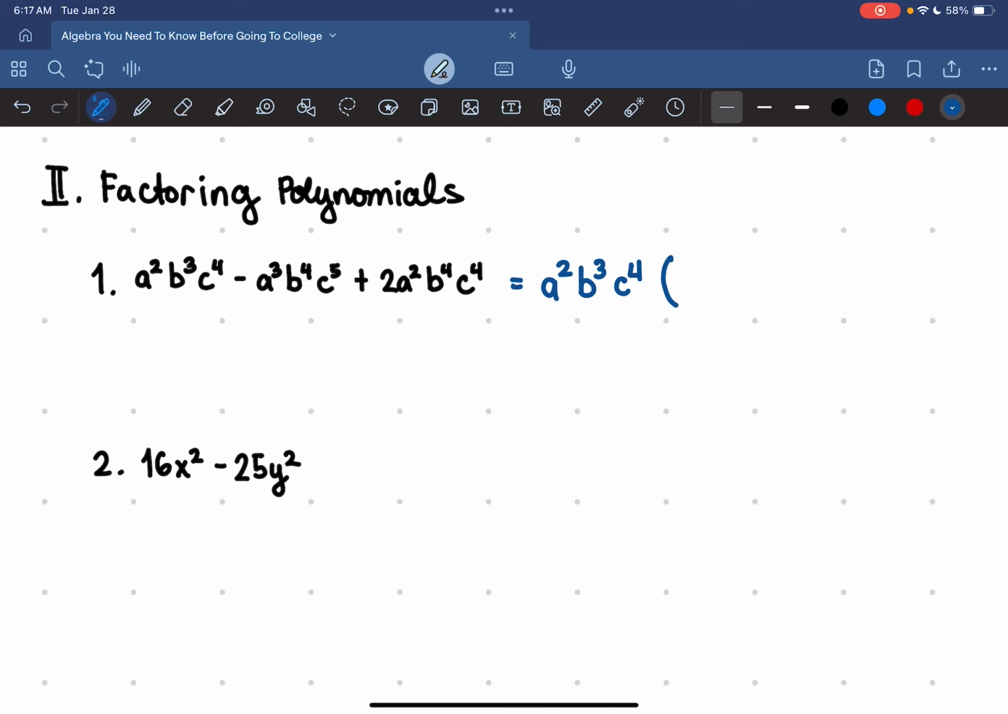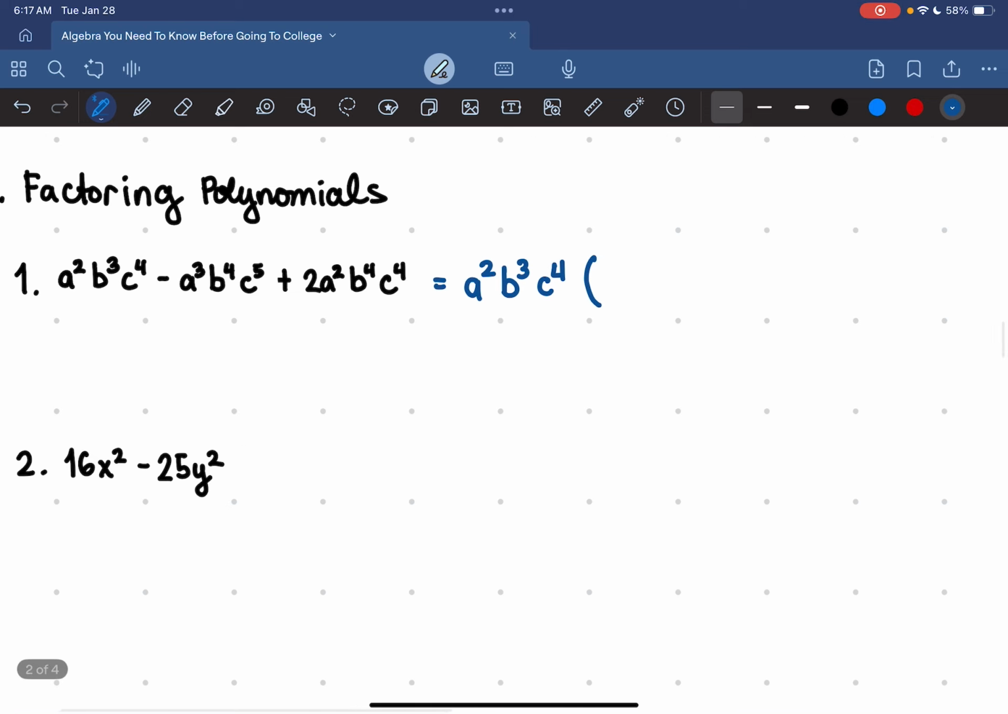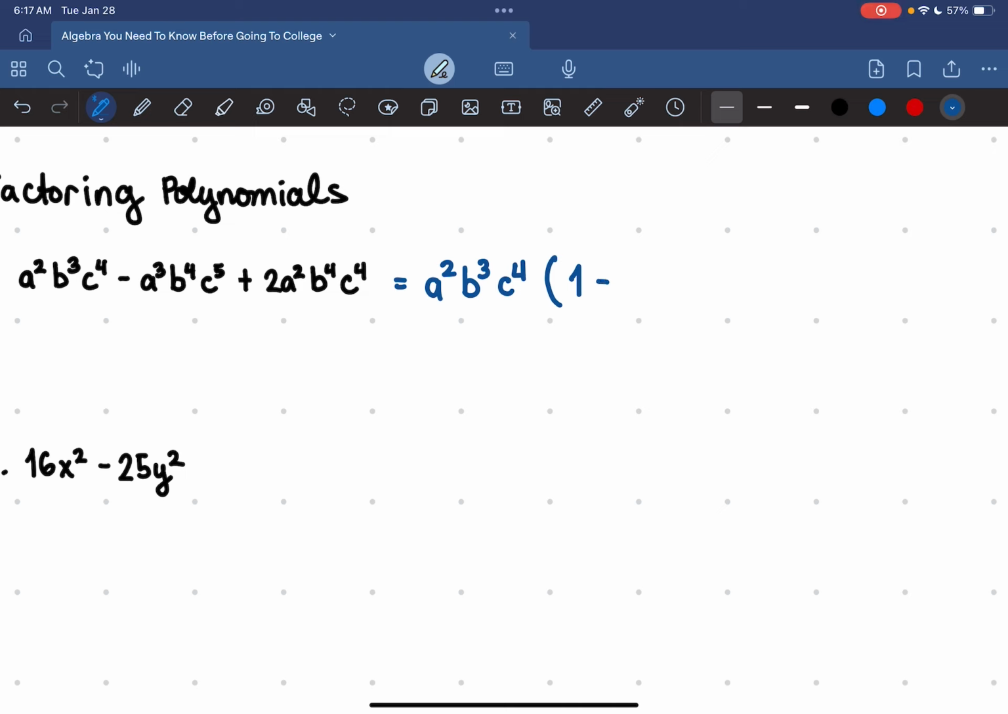So what will be left in the original expression is for the first term, this one will have here 1, since basically this here is this. So the whole term was factored out. For the second one, there will be left an a and a b and a c, right? So since the exponents here are 2, 3, and 4, this one is 3, 4, and 5. Okay, then for the last one, there will be left a 2.